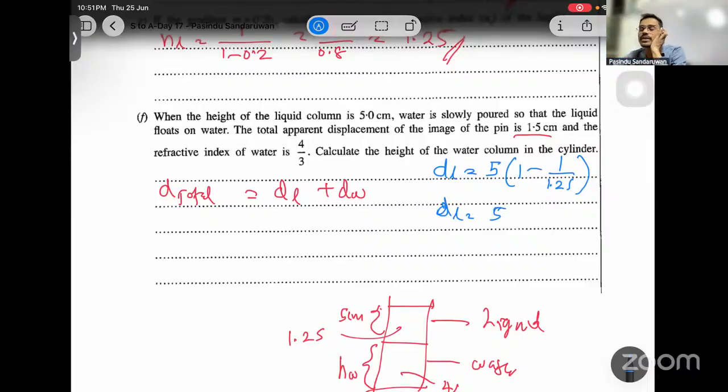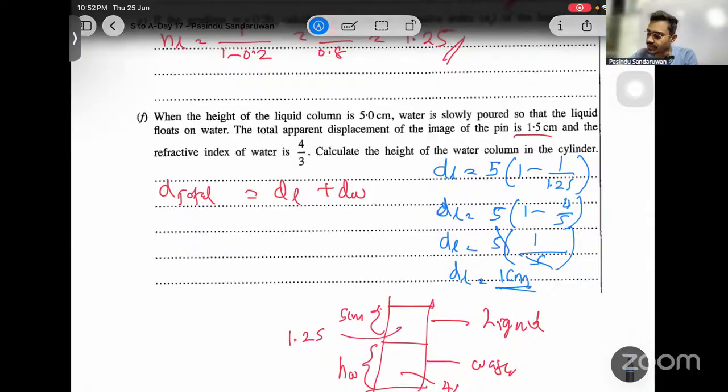Then DL equals 5 times, 1 over 1.25 means 4 over 5. It was 4 over 5. Then 1 minus 4 over 5 is 1 over 5. Then DL equals 5 times 1 over 5, these two cancel. It comes to 1 centimeter. Then DL is 1. If DL is 1 and D total is given as 1.5, then the apparent displacement of water DW is 0.5 centimeters.